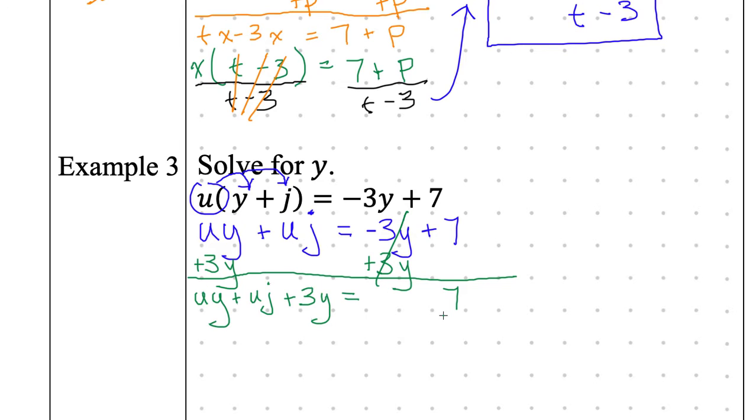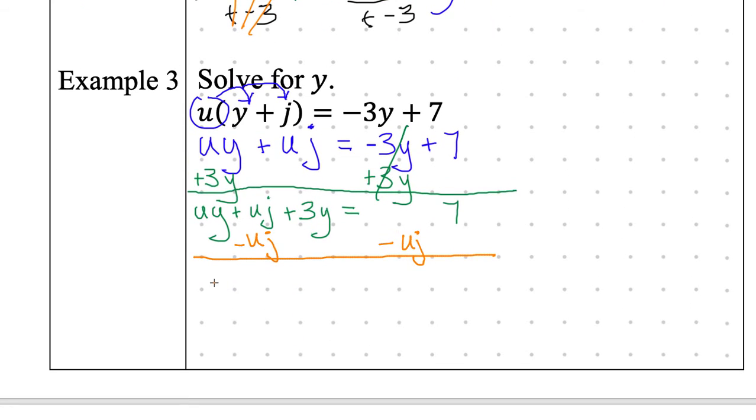We need to do something to both sides. We want only y's on the left-hand side. Something is not a y. Something does not belong. What does not belong, Ulysses? So you subtract uj from both sides? There it is. Subtract uj from both sides. And then, Ulysses, what is it going to be? 7 minus uj, on the right-hand side? Yeah. 7 minus uj. And on the left-hand side, we're going to have uy plus 3y. There it is. So far, so good.